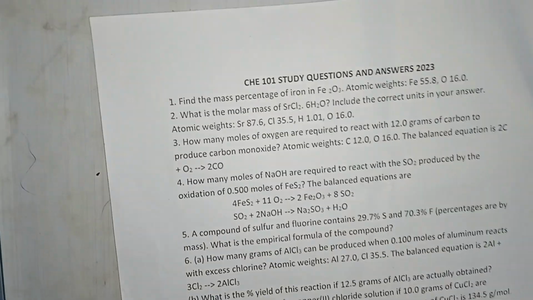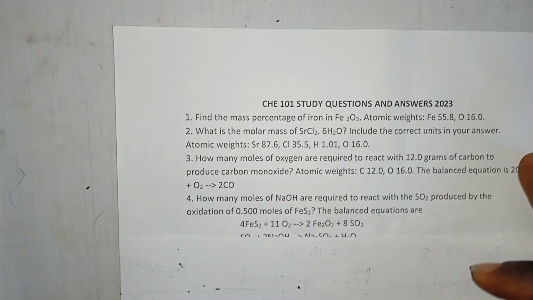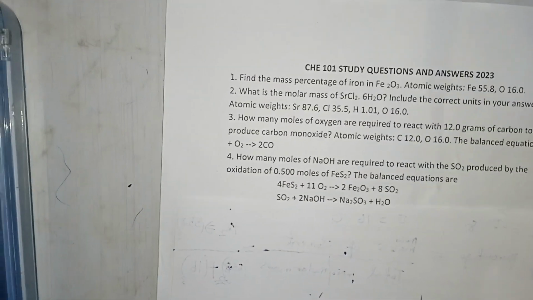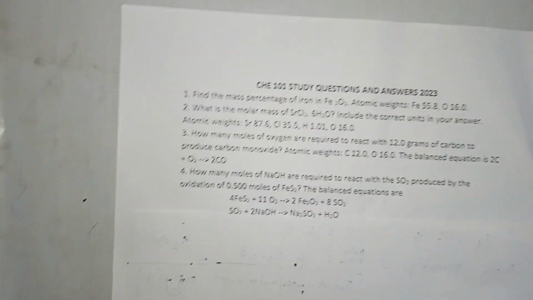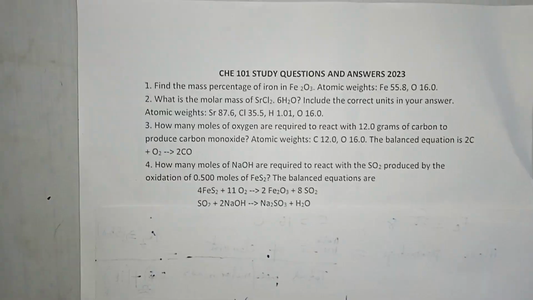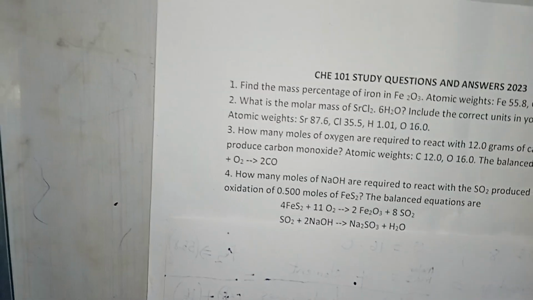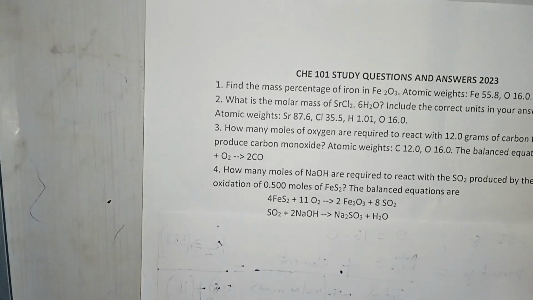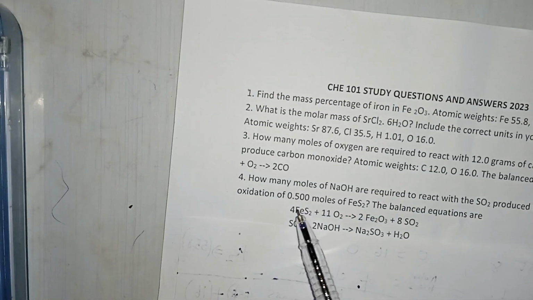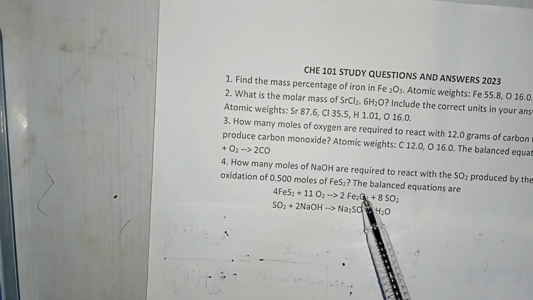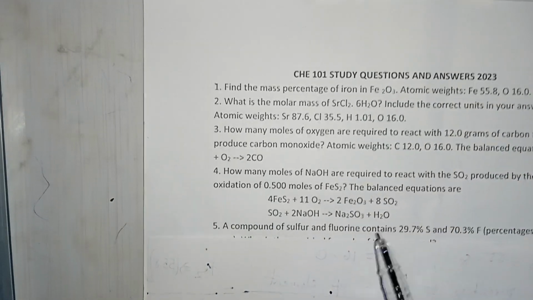Let's move to question 4. How many moles of NaOH, that is sodium hydroxide, are required to react with SO2, that is sulfur dioxide, or sulfur(IV) oxide, produced by the oxidation of 0.500 moles of Fe2S? The balanced equations are, now notice something.